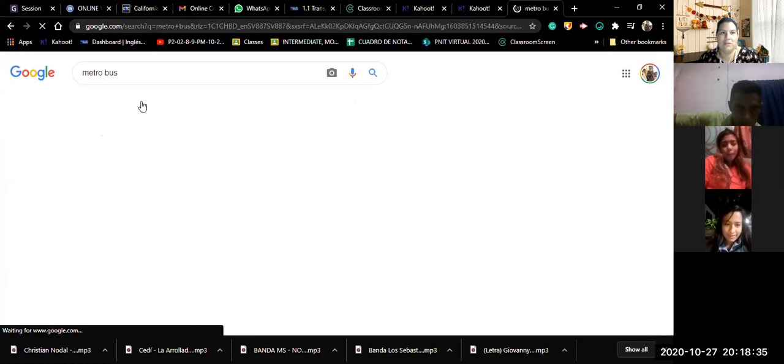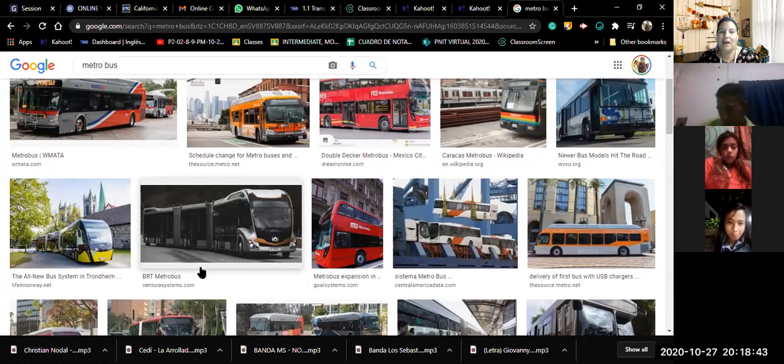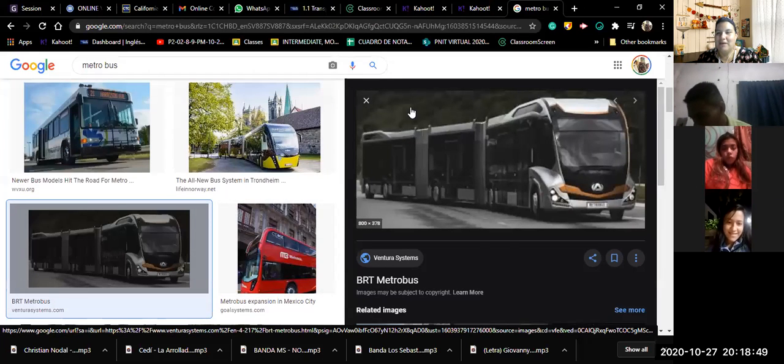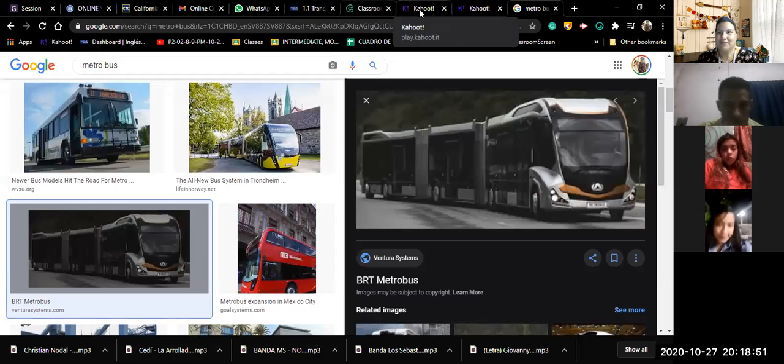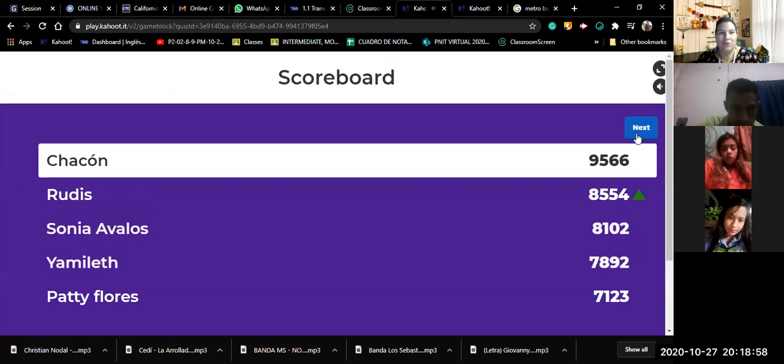I mean, let me show you images. This is a metro bus. Okay? Like the big buses that are like these ones. These are metro buses. Big ones, okay? Metro bus. Okay. Let's go with our second one. Next one. Wow, Rudy's, you're going up. Good job.